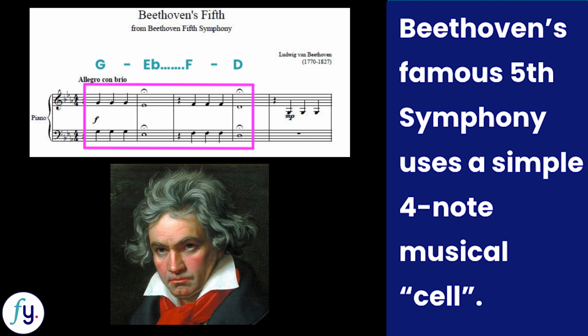In the next lesson, we're going to take a look at how David Hirschfelder transformed his simple 4-note cell into the score for the film The Dressmaker. And we're also going to take a look at how James Horner transformed another simple 4-note cell into the score he wrote for the film A Beautiful Mind.